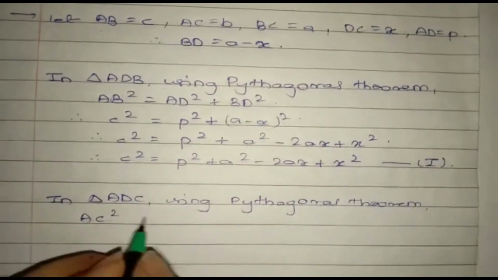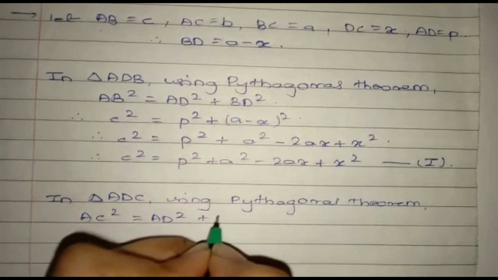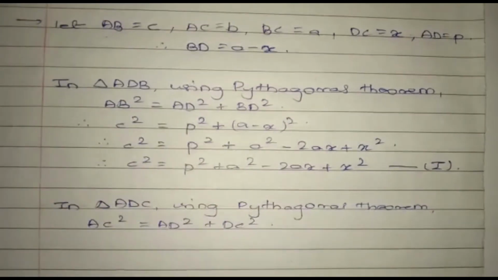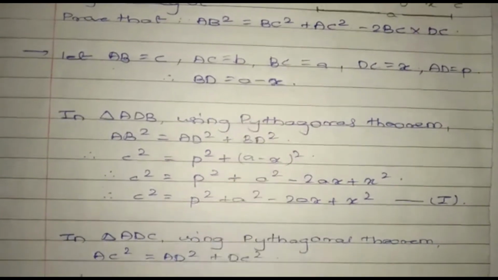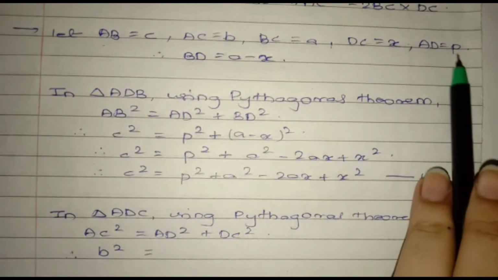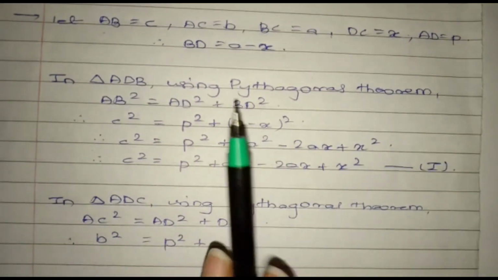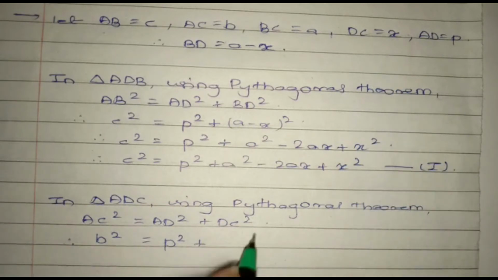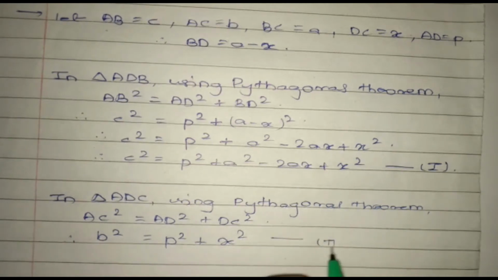AC square is equal to AD square plus DC square. Okay, therefore what is AC? AC is B, therefore B square is equal to AD is P, that is P square, plus what is DC? DC is X square. So we got B square is equal to P square plus X square. This is equation number 2.